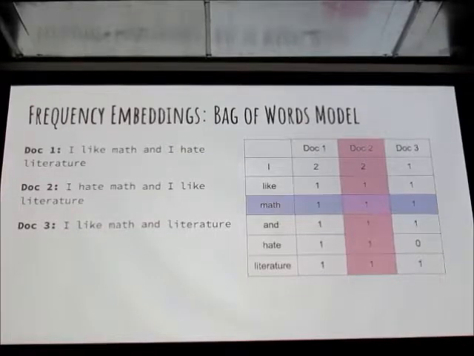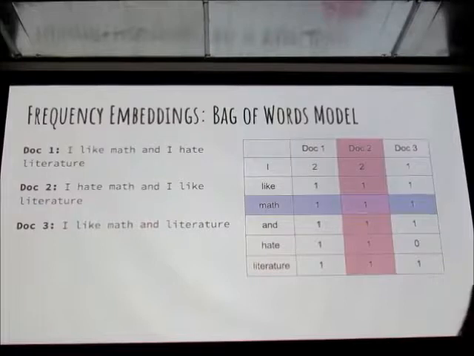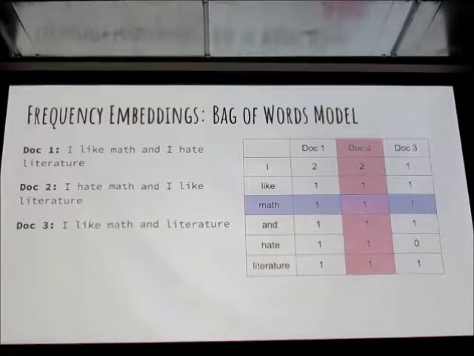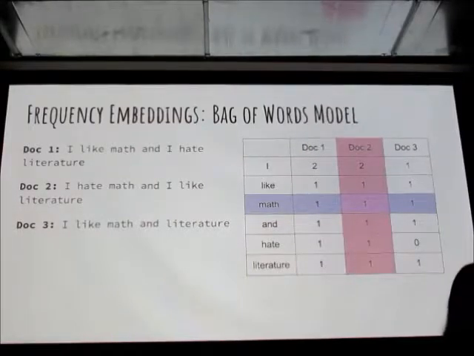So if we consider three different documents, and once again, these documents can be anything, any text entities, from text messages to emails to phrases. The first document says, I like math and I hate literature. The second document is, I hate math and I like literature. So the exact same group of words is used between these two documents, but they convey very different meanings. The thing you like and the thing you hate is swapped in the second document.